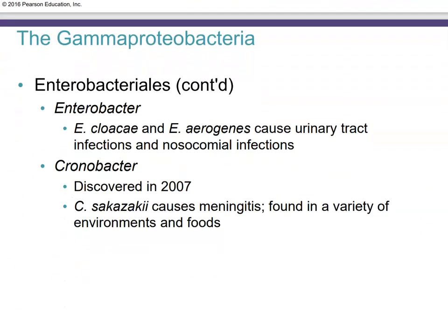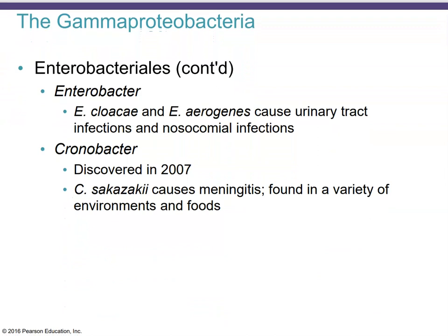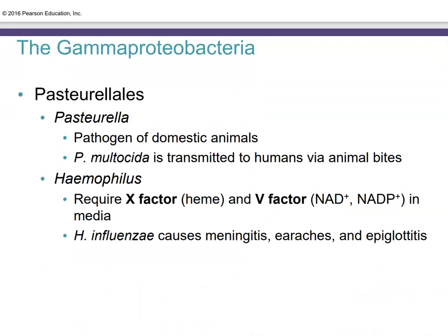Okay, and then here the Enterobacteriales, continued, Enterobacter. There would be Enterobacter cloacae, and then we also have Enterobacter aerogenes, those that cause urinary tract infections and also nosocomial infections, hospital acquired. Then we have Cronobacter. This one, apparently discovered in 2007. You probably have never heard of it. So Cronobacter sakazakii causes meningitis. We do not have this one in a pathogen group, so you probably never hear about it again.